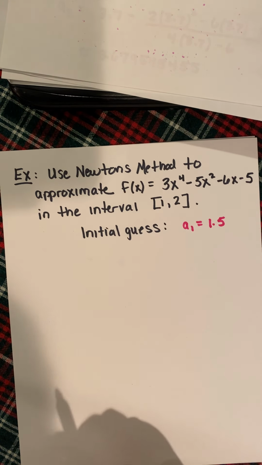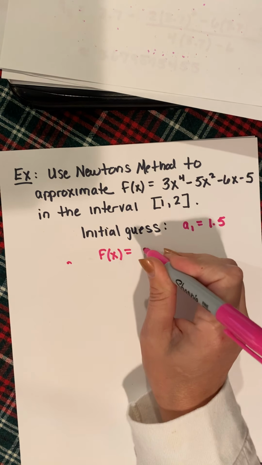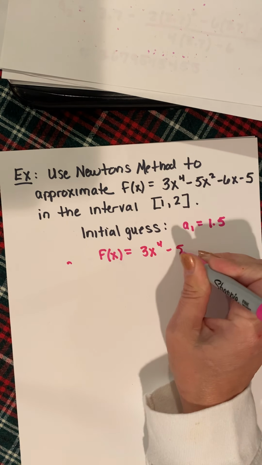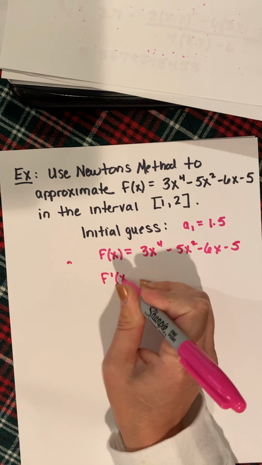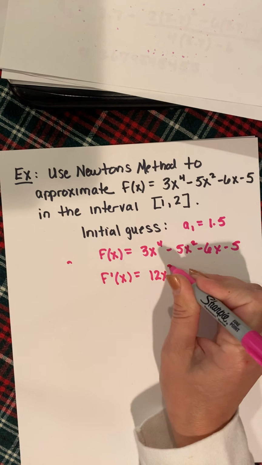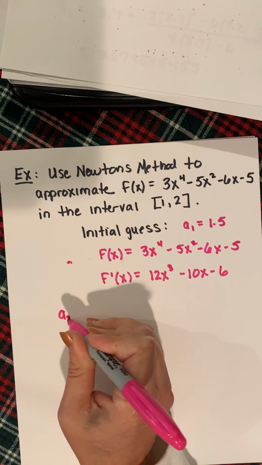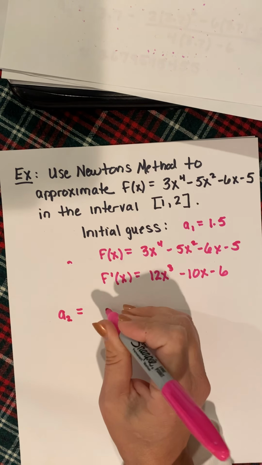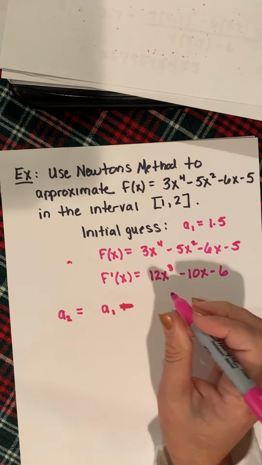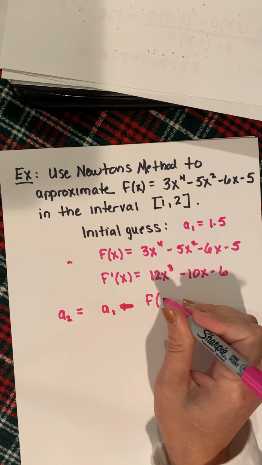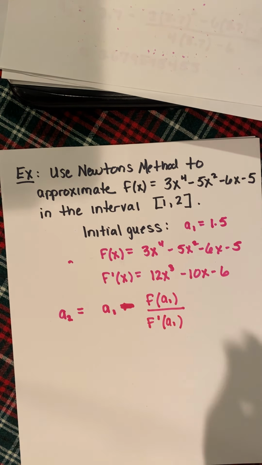So my second approximation, well, actually, let's write this. My function is F of x equals 3x to the 4th minus 5x squared minus 6x minus 5. My first derivative is 12x cubed minus 10x minus 6. So my second approximation is going to be my first approximation minus, goodness, don't make that mistake, minus the function evaluated at the first approximation all over the derivative evaluated at the first approximation.